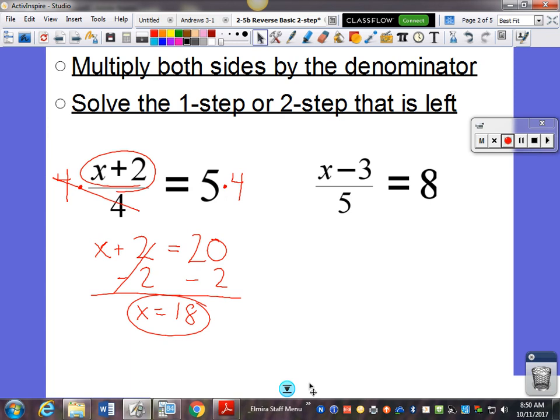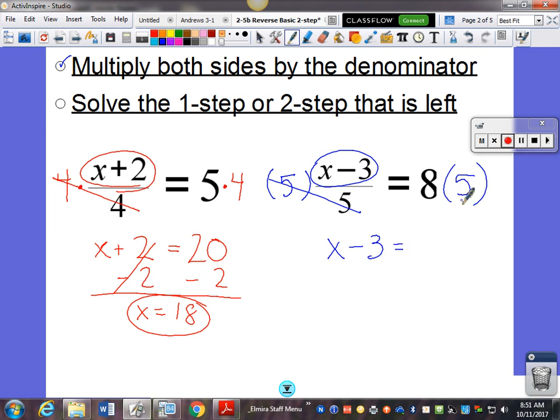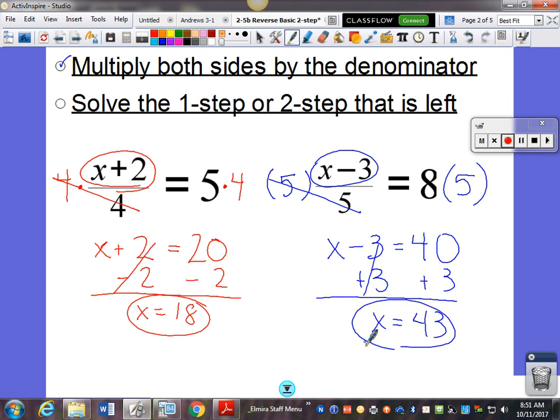So if I'm doing the second problem, again, my first step is to multiply by the denominator. The denominator is 5. You can use dots or parentheses to show multiplication, but you may not use x, and I will take off credit if you do, because x is now a variable. So bring down the x minus 3, and then 8 times 5 is 40. Again, all we're left with is a one-step equation. So I will add 3 to both sides. And x equals 43.